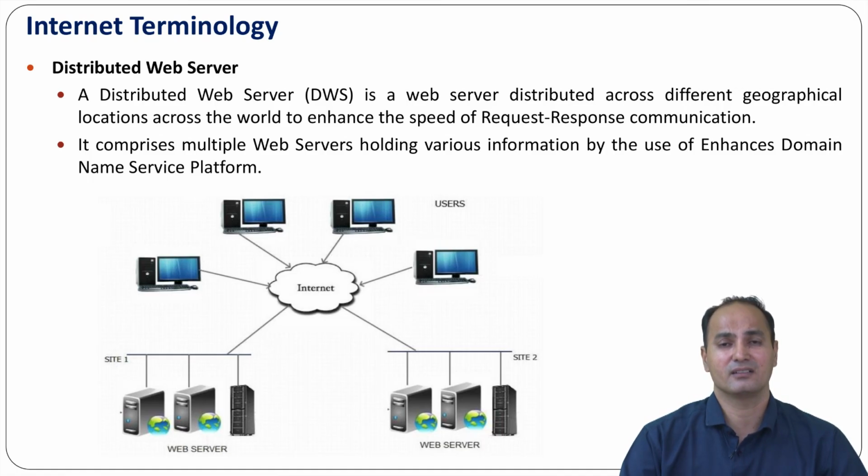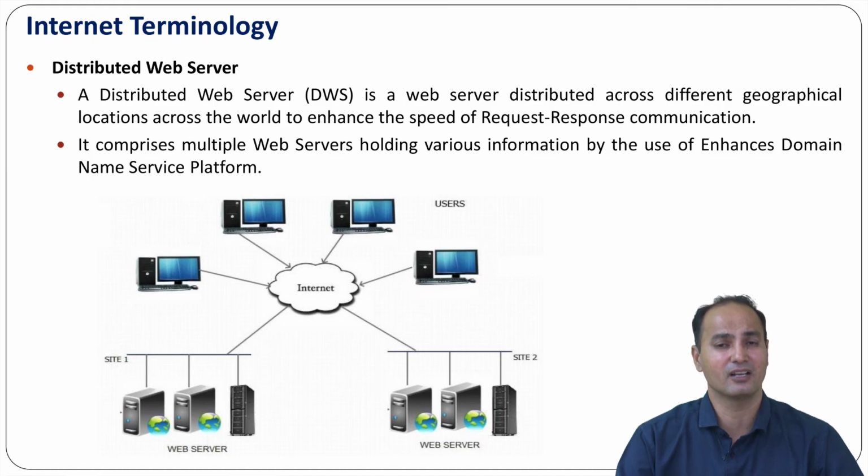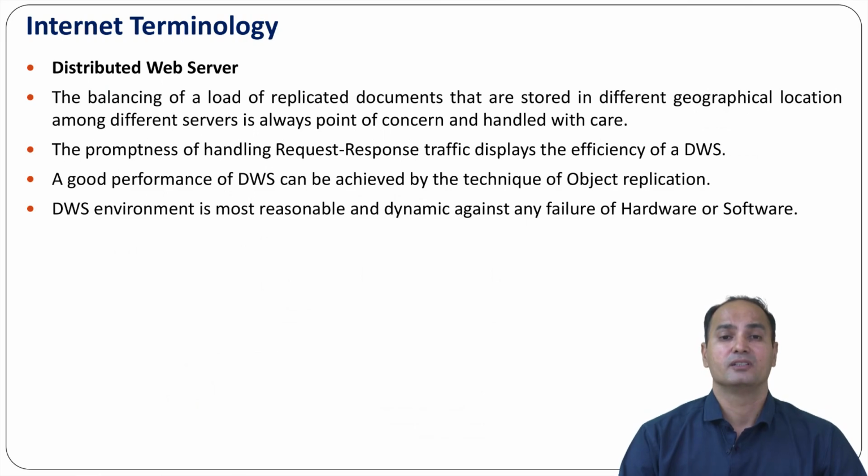As we can see in the image, users are connected with the internet service and they access the data through various web servers distributed across the world geographically, in the form of site 1, site 2. The balancing of load of replicated documents that are stored in different geographical locations among different servers is always a point of concern and handled with care. The promptness of handling request-response traffic displays the efficiency of distributed web servers.